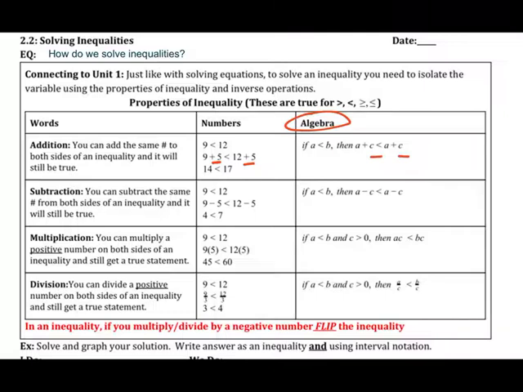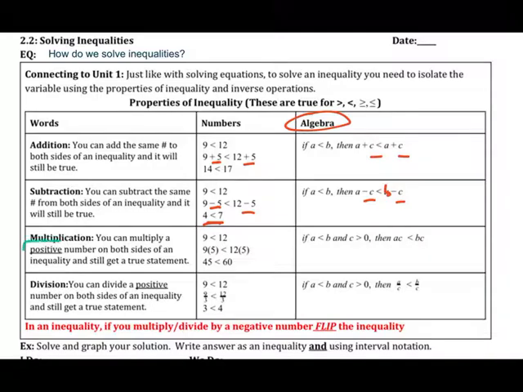Similarly with subtraction, we can subtract as long as we subtract the same number on both sides of the inequality. So if I subtracted C, this should be a B. If I subtracted C on both sides, I would still have something that is true. Let's look at that with numbers. If I subtracted 5 on both sides, 9 minus 5 is 4, 12 minus 5 is 7. This is still true. So we started with something that was true, we subtracted something on both sides, and we still have a true statement. Addition and subtraction hold.